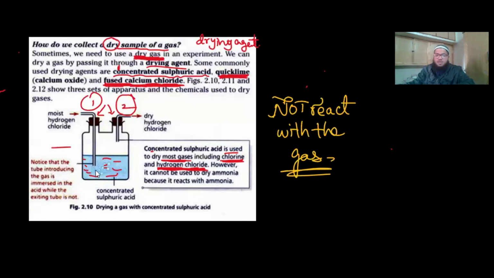It will just remove its water, the water will dissolve, and the dry HCl will go up. Okay, and chlorine itself also doesn't react with sulfuric acid, so that's why the water is left behind and dry chlorine moves out. These are the two classical examples, but it can be used for many other examples as well.